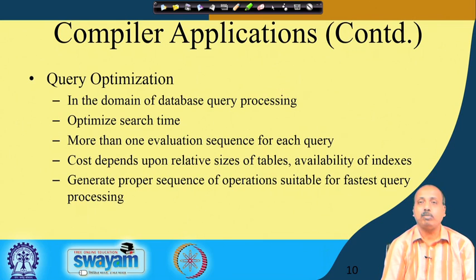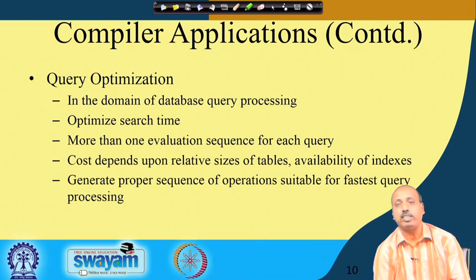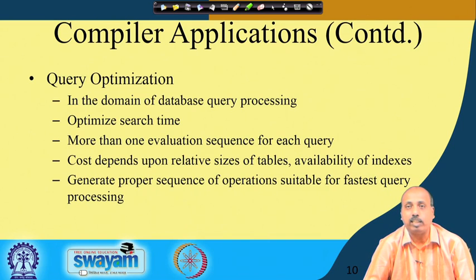Now, how to reduce this search time? If you look into database theory, you will find that depending upon the size of the tables that we handle, we can manipulate the tables in a certain order to reduce the overall time requirement. So, given a query, what is the exact sequence of operations that we should do on the database for finding the answers quickly? That is a big challenge, and that is known as the process of query optimization.